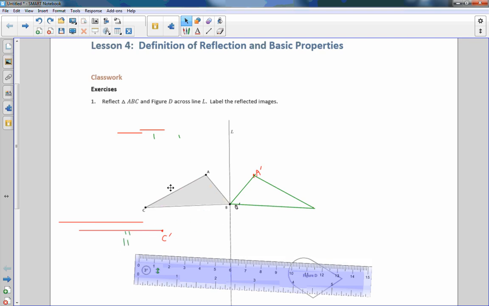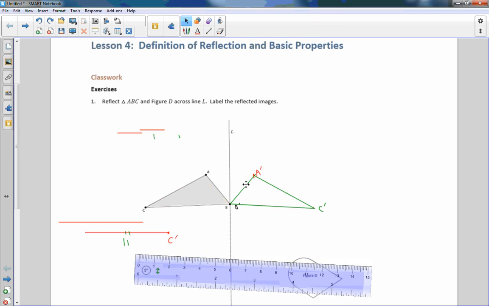Use a ruler, measure accurately, and you are going to end up with this right here. A prime, B prime, C prime. C is the same distance from L as C prime, and A is the same distance from L as A prime is. So this is what it should look like. Now I can always check this too.